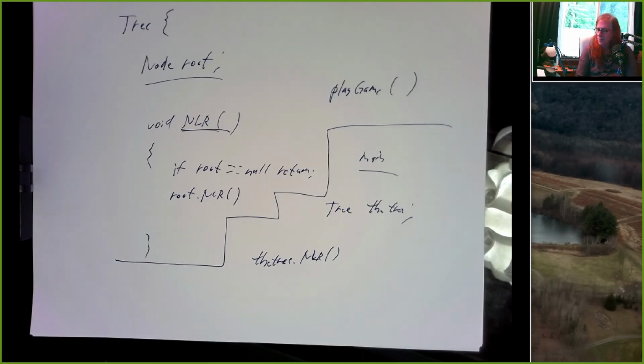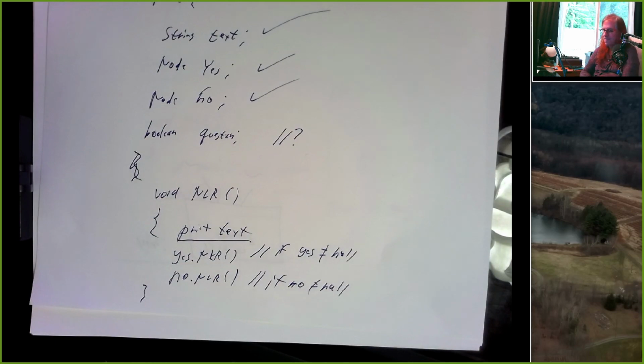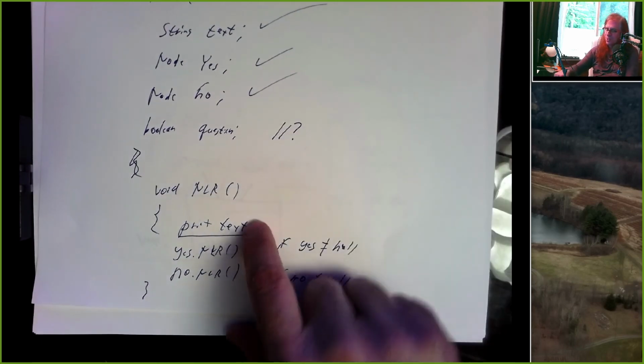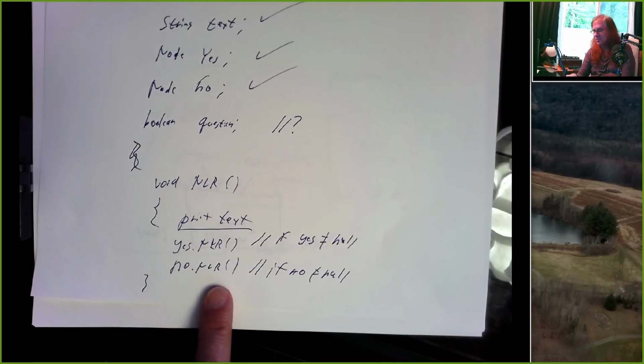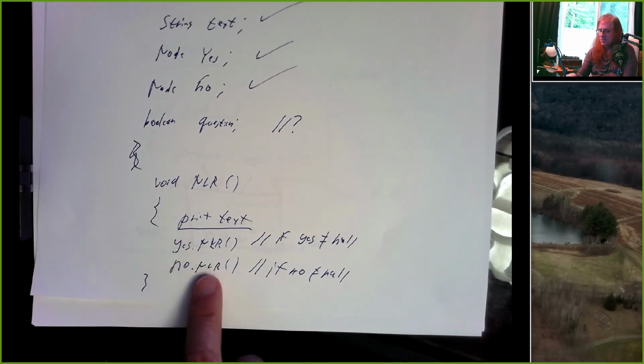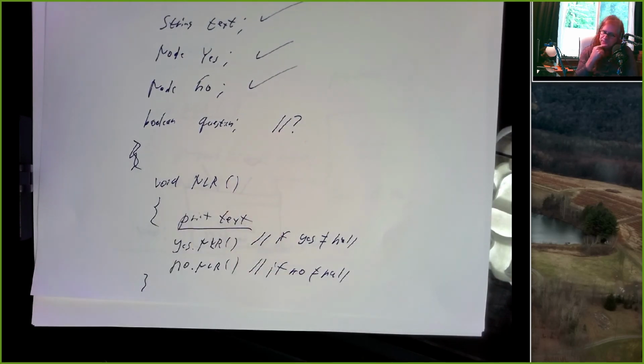Is the node left right method recursive in the way that it just goes through? It kind of goes left and right. Yeah, so it prints the root node and then it traverses the left and right subtrees, the yes and no trees, using the same NLR method.